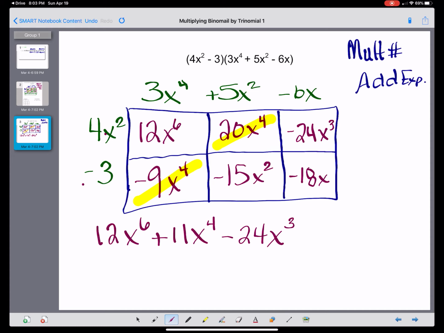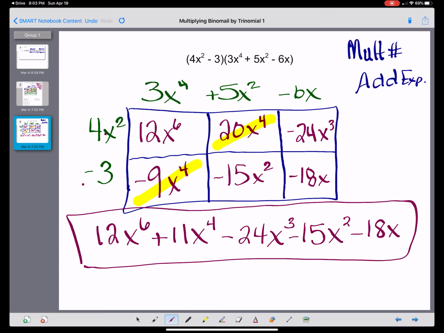What comes after x to the third? X squared. Well, I have minus 15x squared. I end up at the bottom right hand corner, which is negative 18x. There's only that one term, which is x, so I'm just going to write down negative 18x. I cannot combine any terms with this expression right here, so this is my answer. Okay, good luck with your homework, and if you have any questions, make sure you email us.